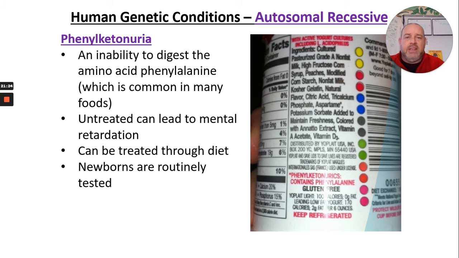So they usually take the baby and put a prick in its heel and take a little drop of blood and then do a quick genetic test to see if they have PKU. And if they do, then they cannot digest phenylalanine, which is an amino acid that goes into proteins, which is in a lot of foods. If your body can't break down phenylalanine, then it accumulates in your brain and it will lead to mental conditions. And so it can be treated through diet.